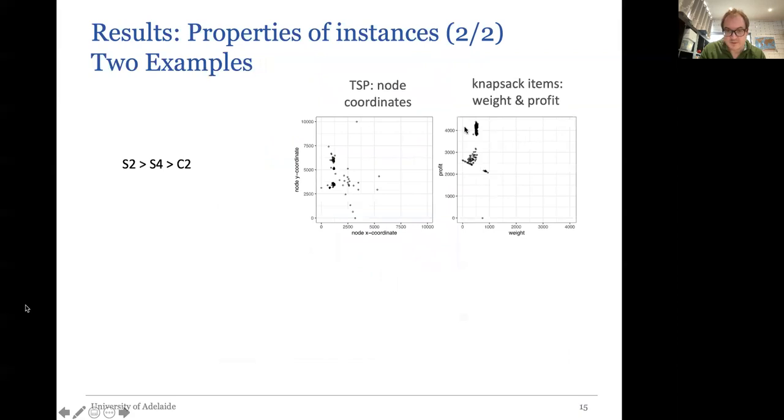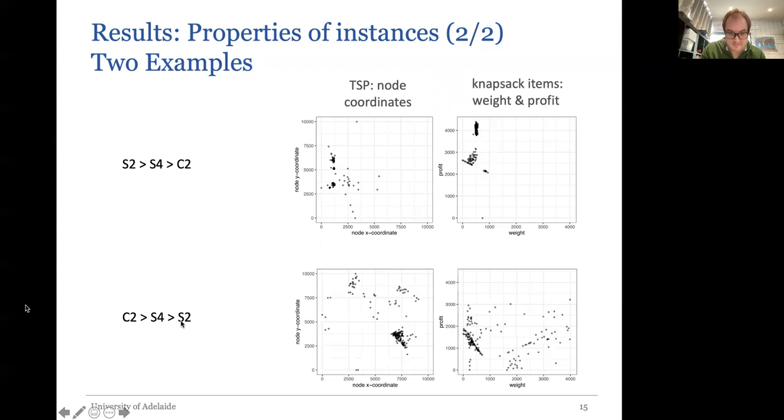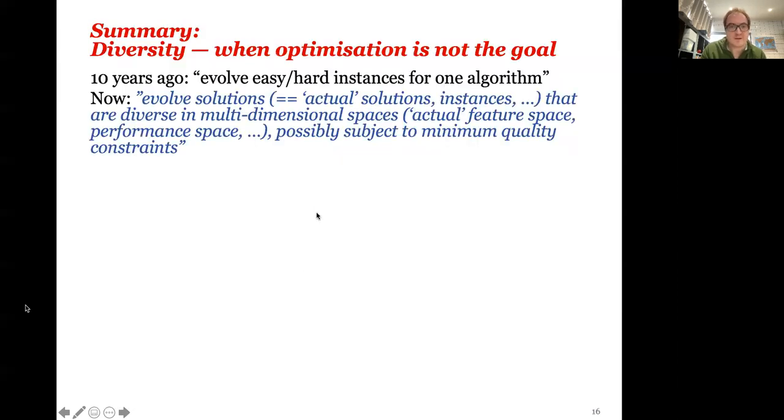Similarly, when looking at a particular instance, this is one single hand-picked instance where C2 performed worse, with very highly clustered nodes or items. In an instance where C2 performed best, the items are not so highly concentrated. But again, these are just 2 examples out of hundreds and hundreds of instances.